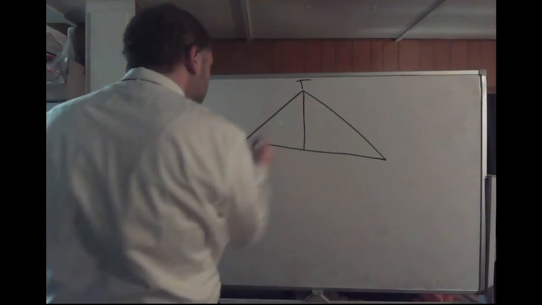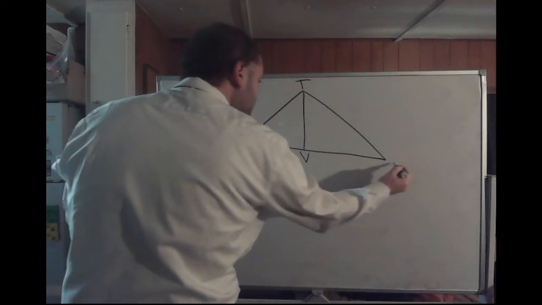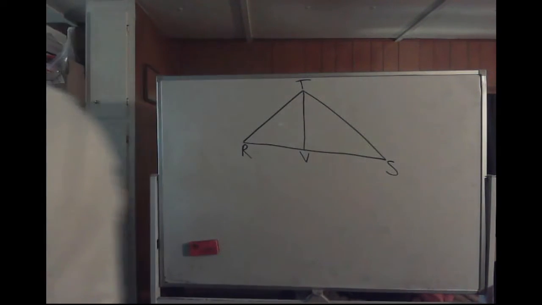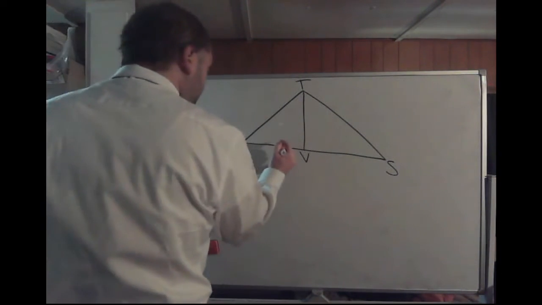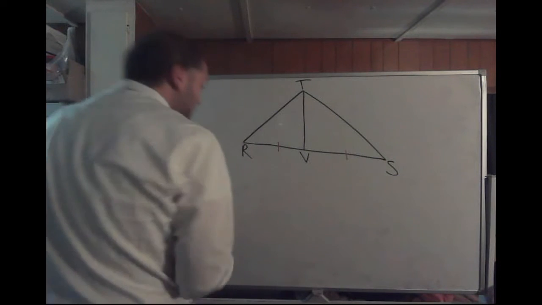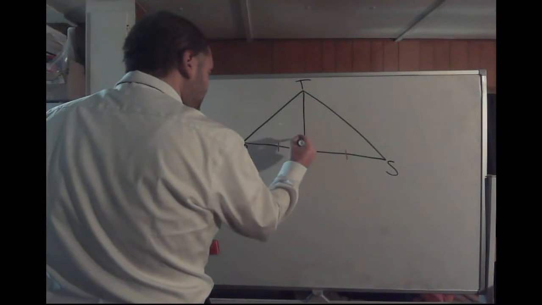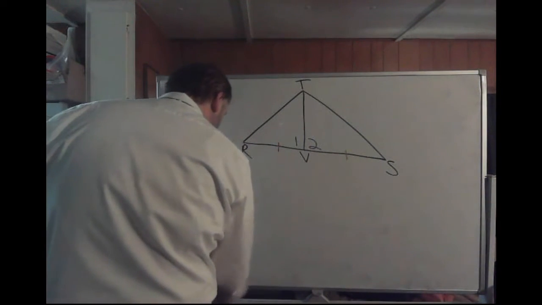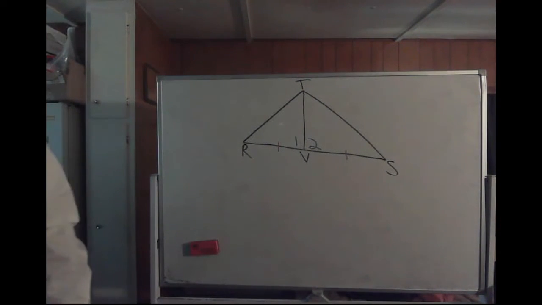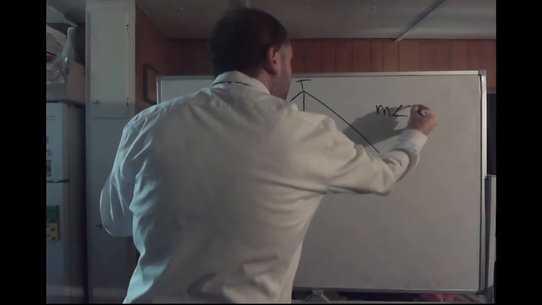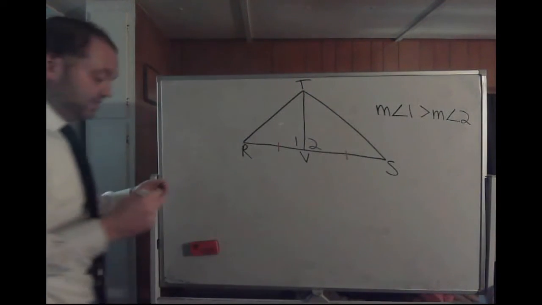TRVS. Alright, so we have a big triangle that's split into two. Then we have right here that RV is congruent to SV. Then we have angles 1 and 2. What else are we given? We're also given in this that the measure of angle 1 is greater than the measure of angle 2. They give us that piece of information.